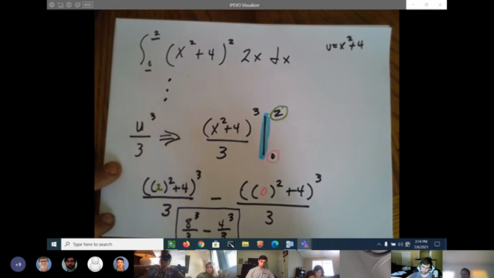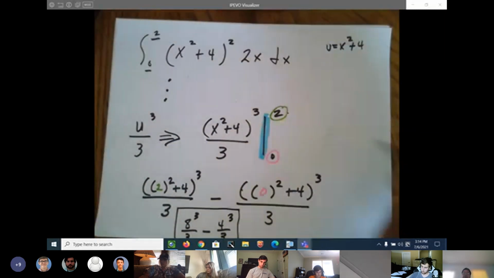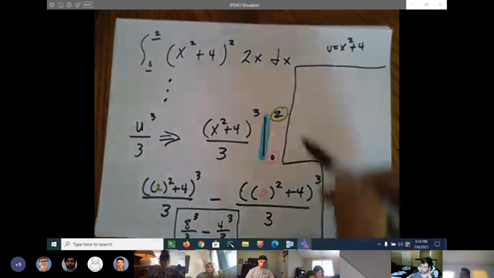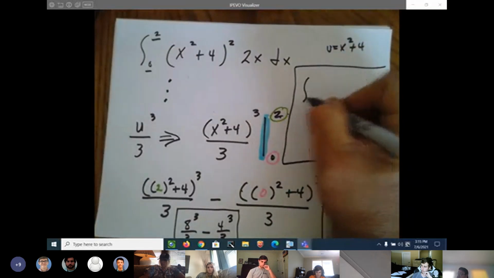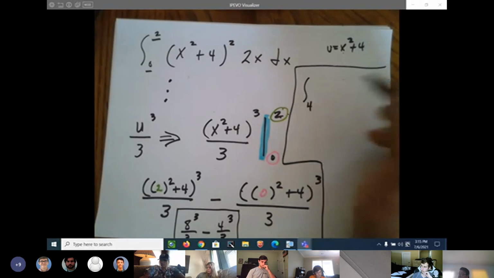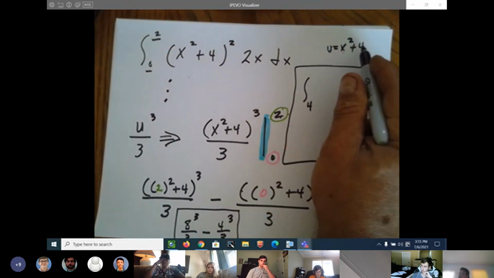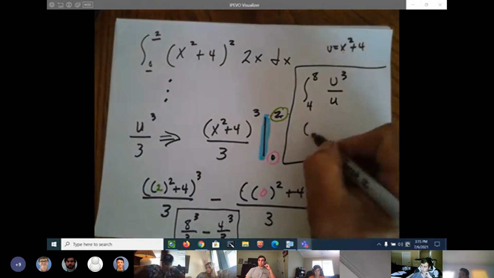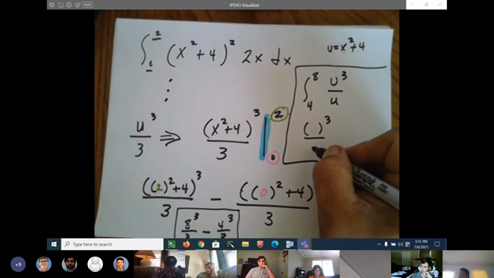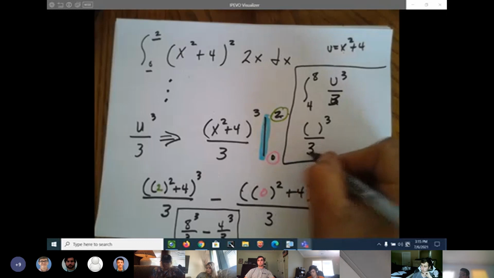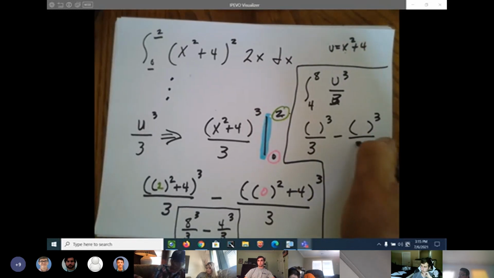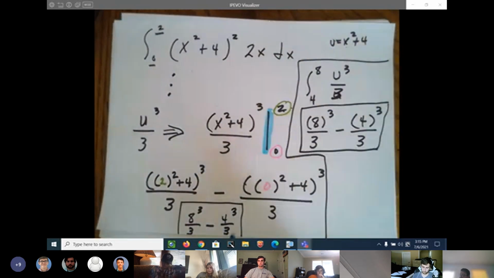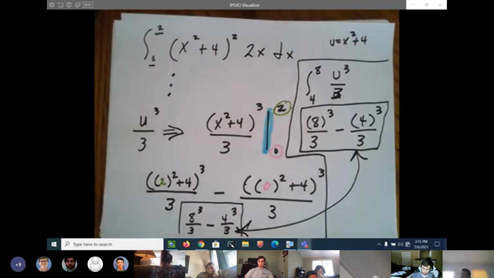And I'm not worried about that. I want to transfer these numbers right quick. I'm going to do it the other way. I'm going to draw a line right here, and I'm going to change the limits. 0 would be 4. And what would 2 be? 2 squared is 4. 4 plus 4 is 8. And that would be u to the third over 3, which is parentheses cubed over 3 minus parentheses cubed over 3. And that's going to be 8, and that's going to be 4. And what do you know? You get the same thing.